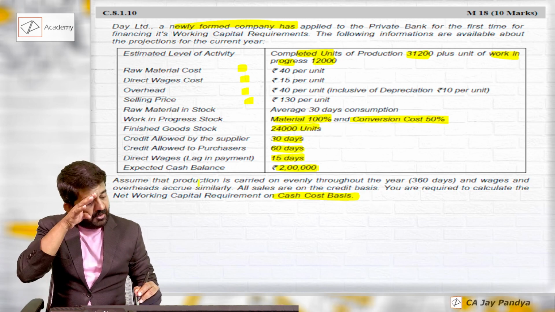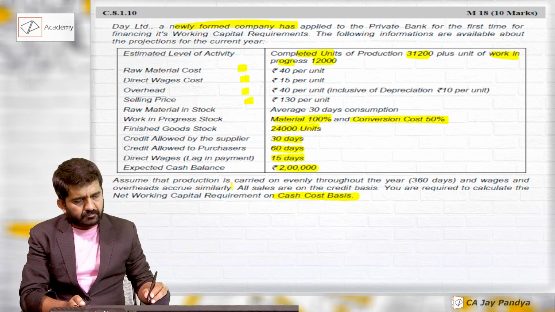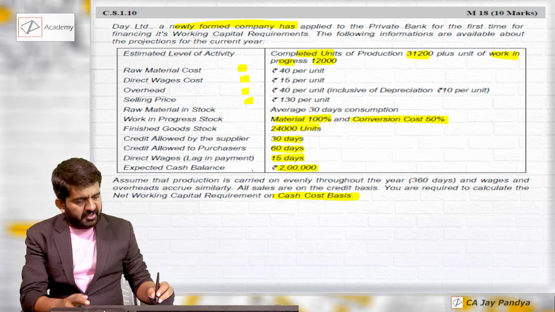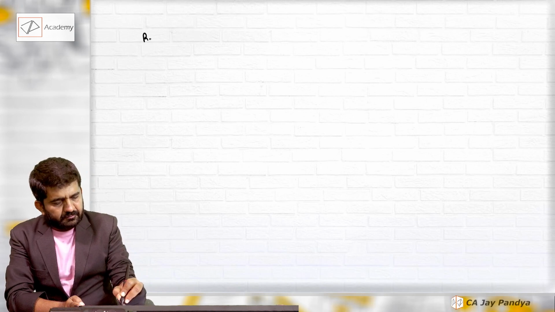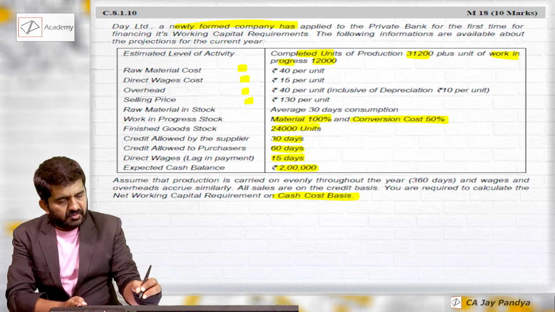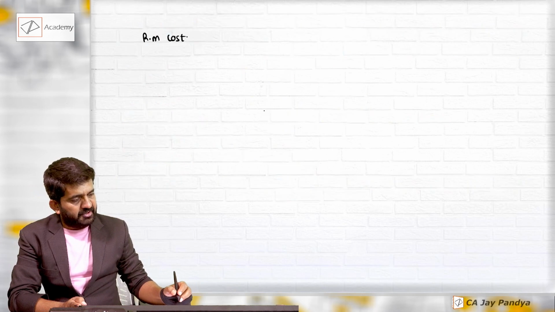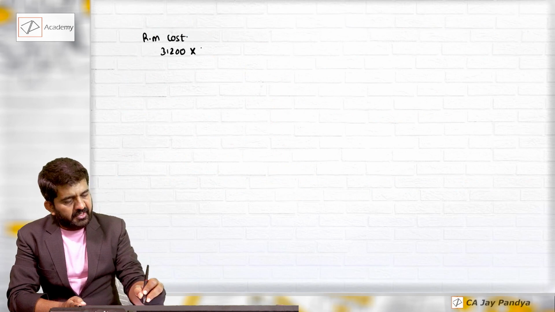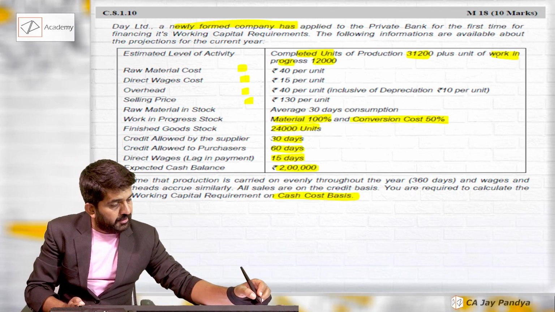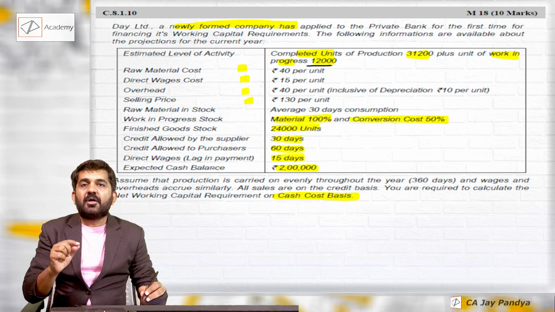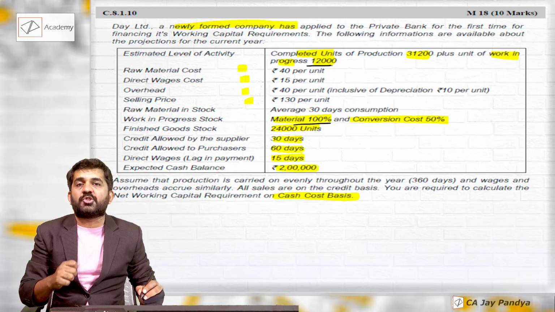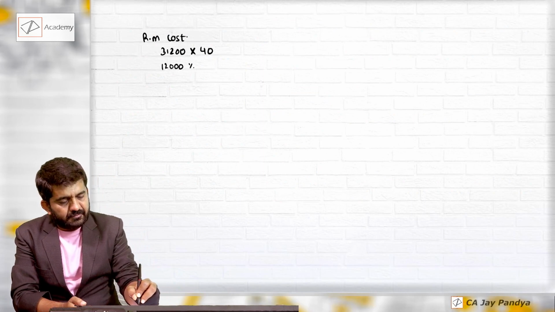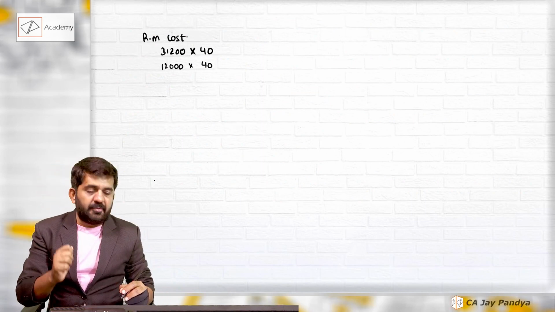If I want to find out the cost of production, what will be the raw material cost? See how many units are manufactured? 31,200. What is the raw material cost? 40. And WIP of 12,000. Now they are also 100% complete as to material, so full material is purchased even for these 12,000 units. This will be the raw material cost.